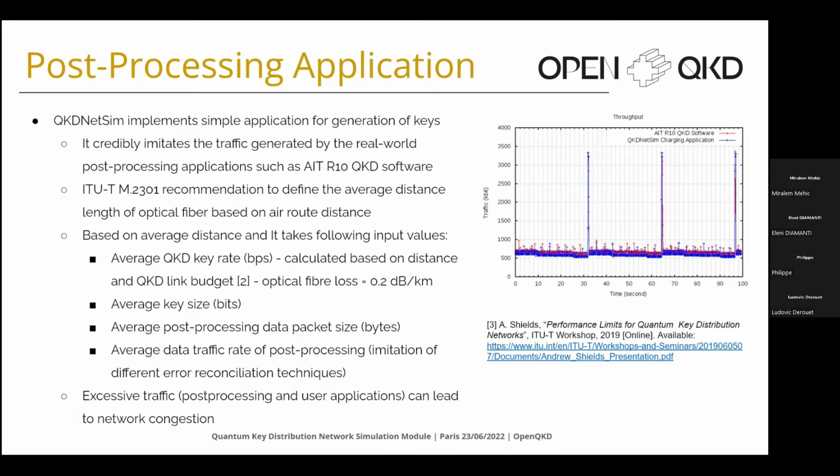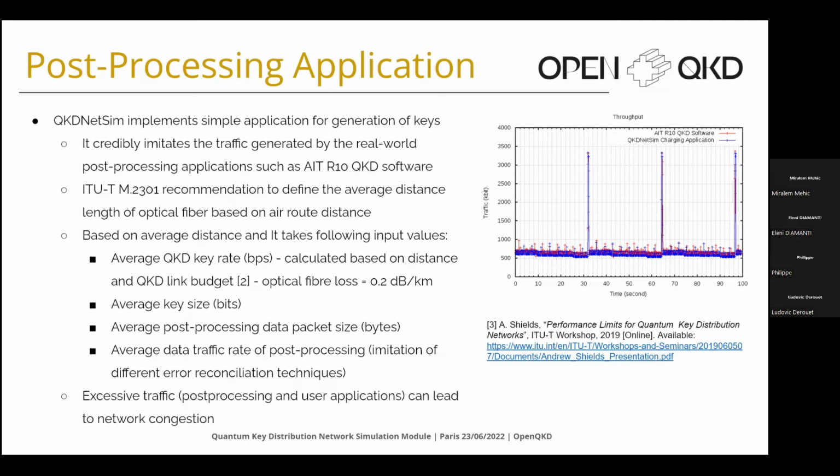So instead of implementing all protocols, BB84 and etc., basically we imitate the traffic that is generated by all these protocols from real devices. We took the formulas from well-known literature about the QKD link budget, optical fiber loss 0.2 decibels per kilometer. And then within these applications, you just need to define the key size, the post-processing amount of traffic that is necessary, and the packet size that is necessary to establish the keys.